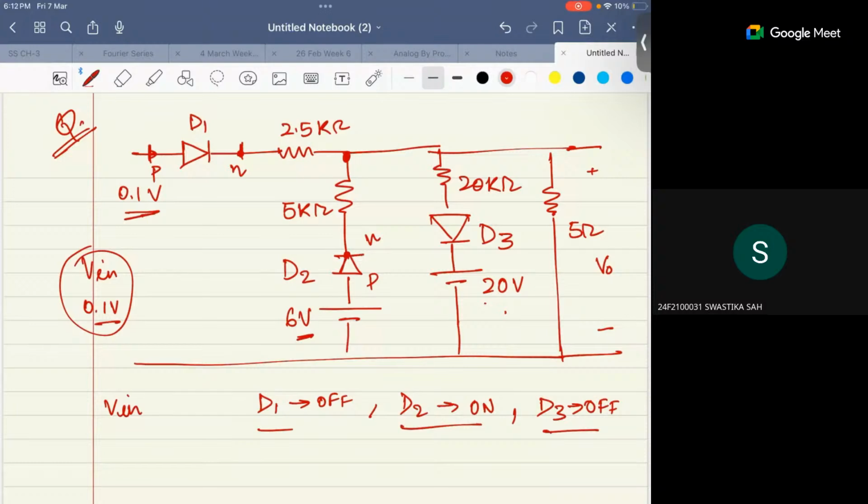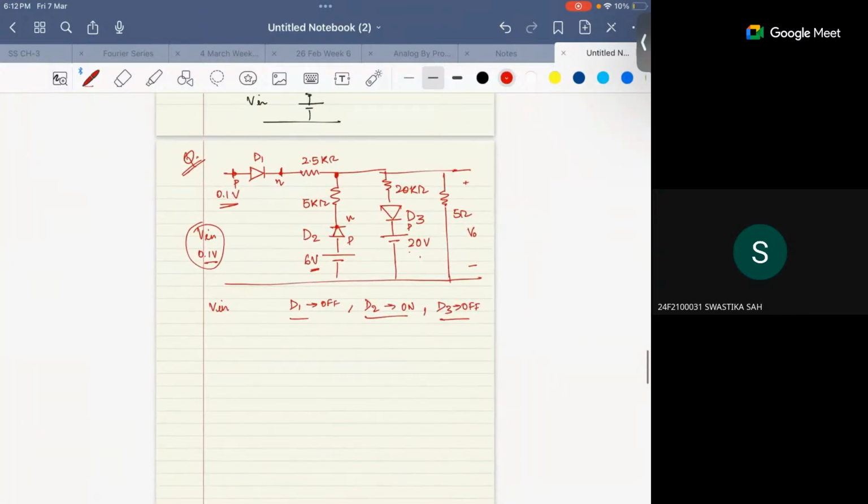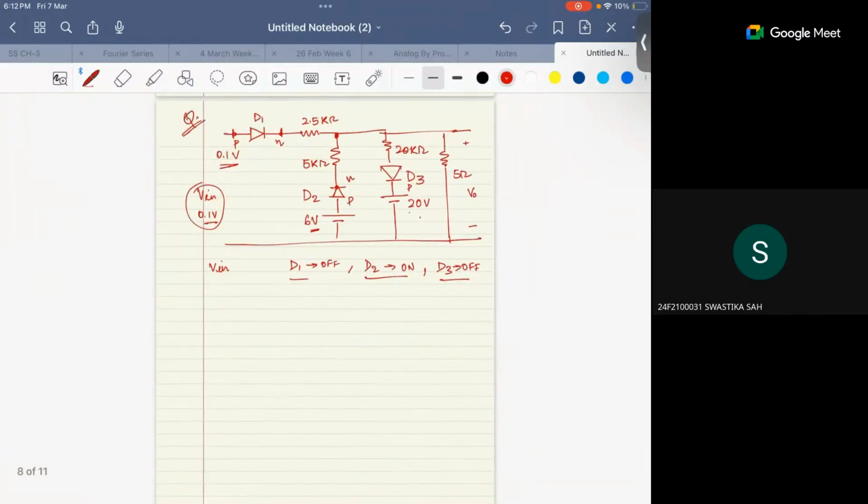We thought that this P type of D3 is attached to a very high voltage, so D3 will be off. And for D2, as the P type is attached to a high voltage, 6 volt, we thought this can be on. And for D1, as we are giving a very low voltage in the starting, we are thinking D1 will be off. Now, whether this assumption that we have made is correct or wrong, let's try to draw the circuit itself.